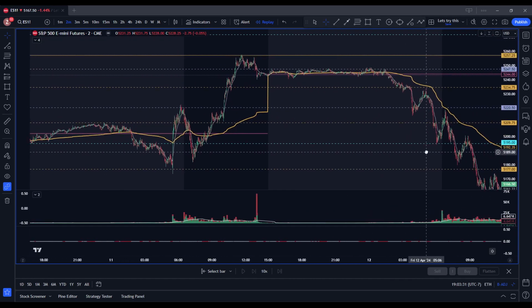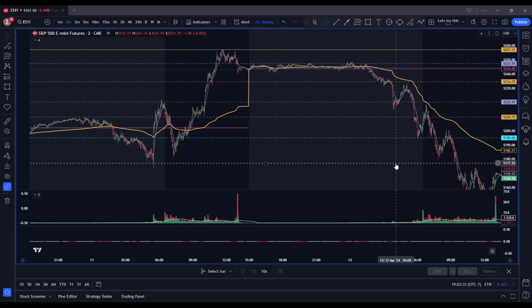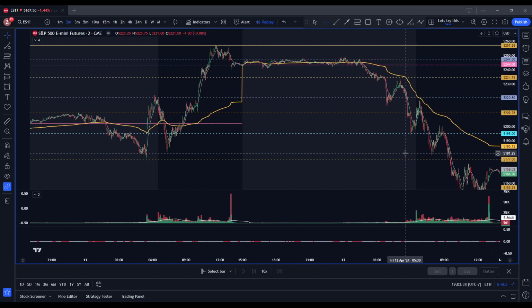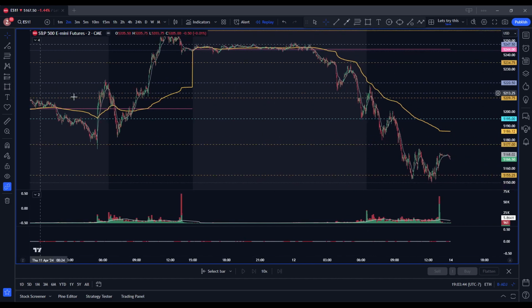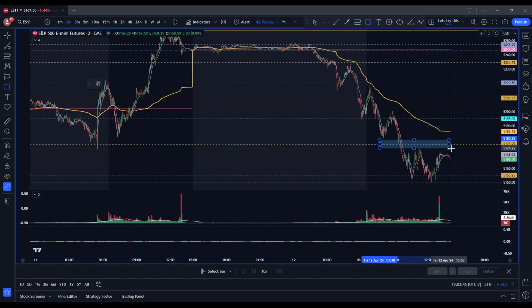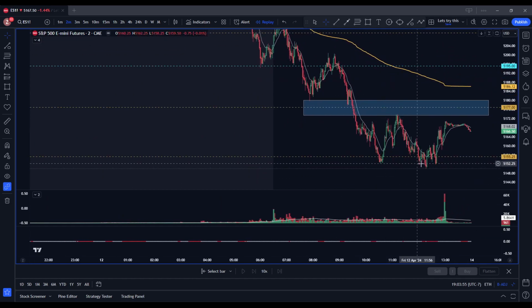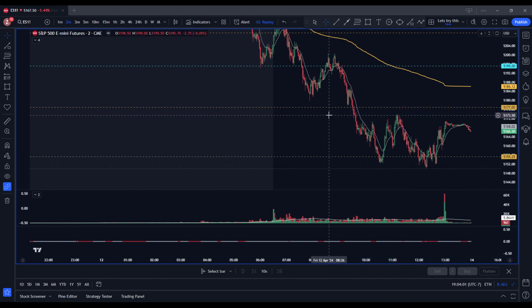You can see these are all 4-hour levels. With 4-hour levels, anything above 4 hours, you should give it more room. You should treat them more as zones. So over here, this whole area was support and resistance. This is on the 2-minute chart. You're going to be going over it a bunch, or you're going to undershoot it or overshoot it. So it gives you an idea.